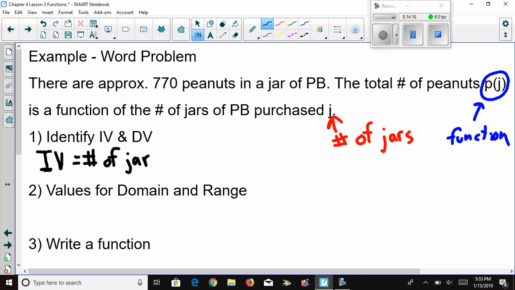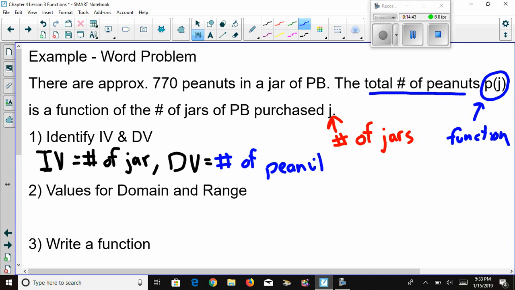For the dependent variable, that is going to be exactly what it says here, the total number of peanuts. So when they describe for us the function, they generally tell us what each piece is before we get started. It told us that the number of peanuts was found through the function when we plug in the number of jars.